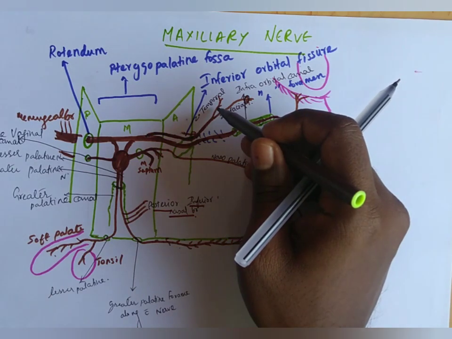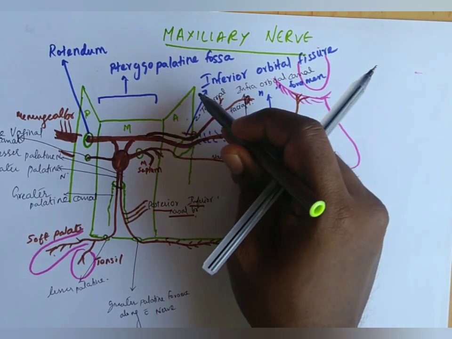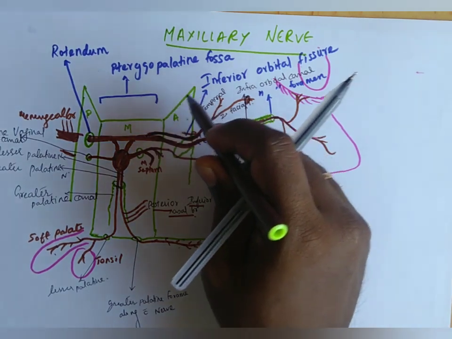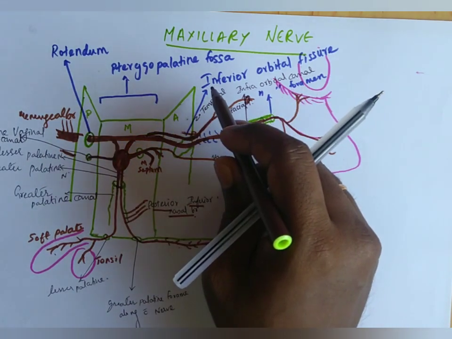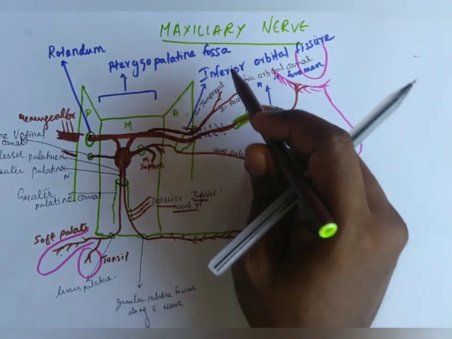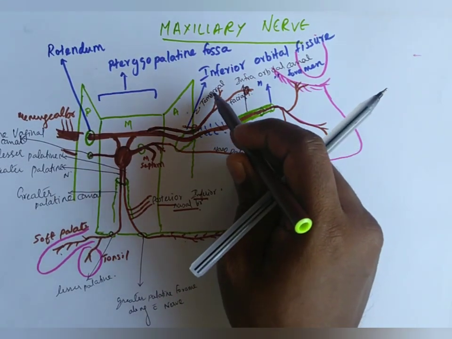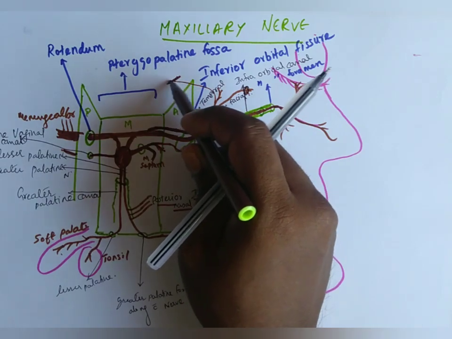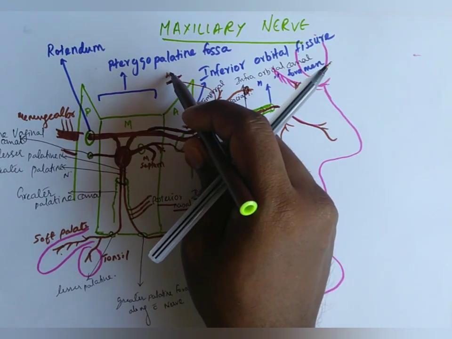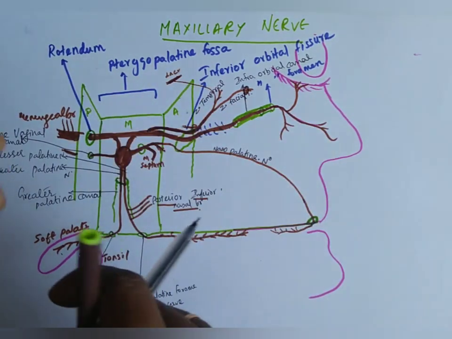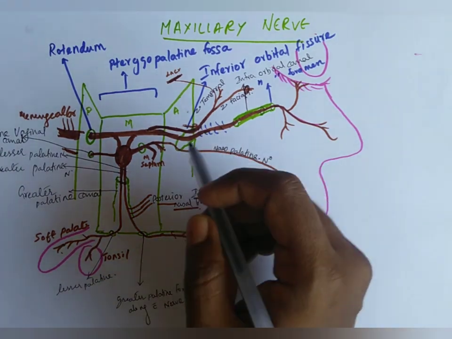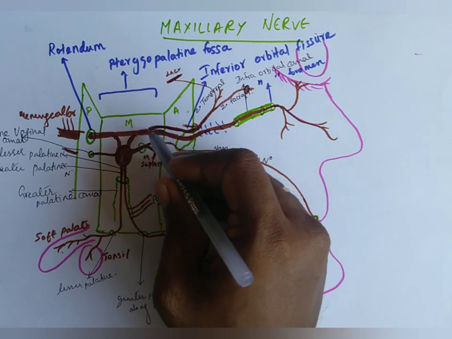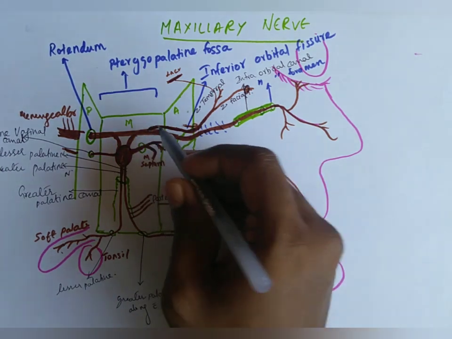The zygomatico-temporal branch also communicates with the lacrimal nerve, which is actually a branch coming from the ophthalmic division of the trigeminal nerve. So zygomatico-temporal has a communicating branch to the lacrimal nerve. These are the branches of the zygomatic nerve.